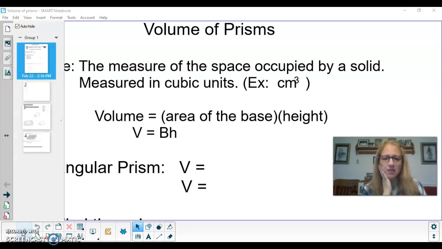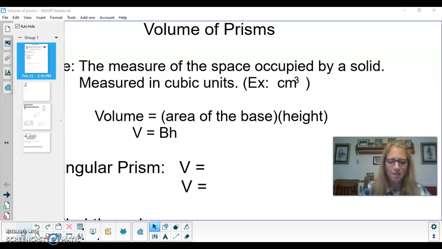Don't forget, you have to come to Zoom tomorrow. It'll just be like this. You just follow the same schedule that you did on Tuesday. We're going to stick with volume, and then we're going to also do volume tomorrow. And then Monday, we will move on to our exponent packet.